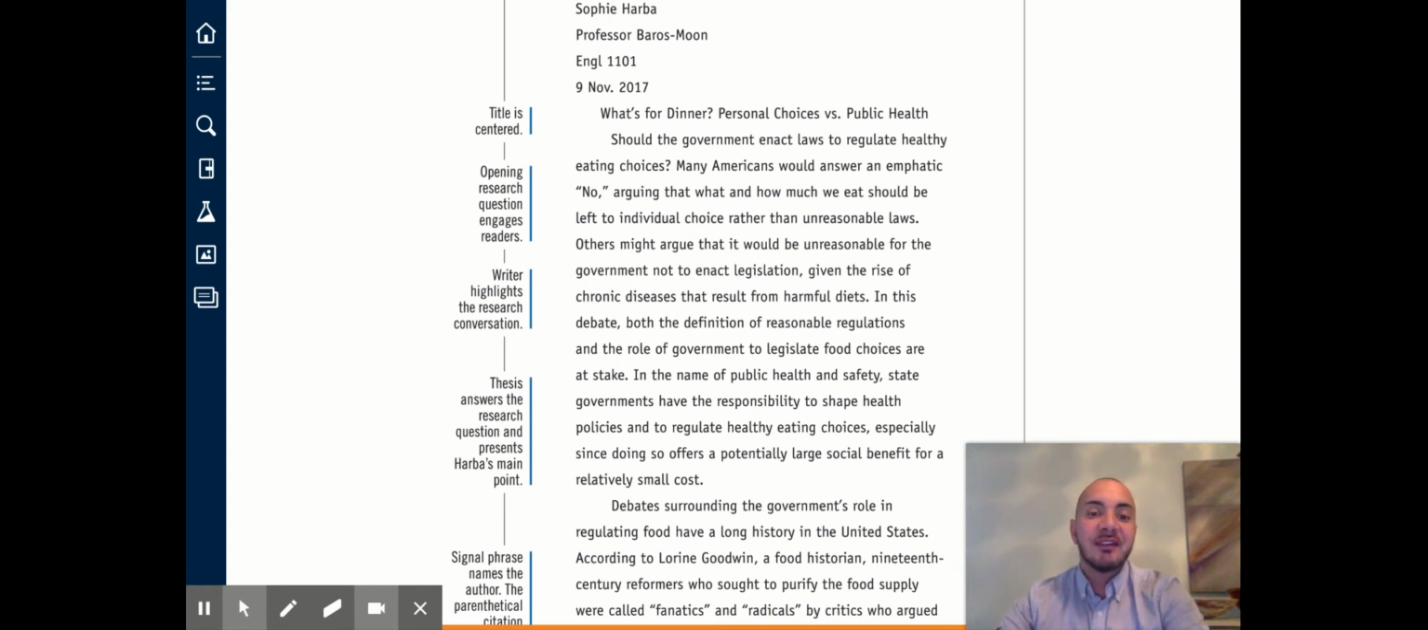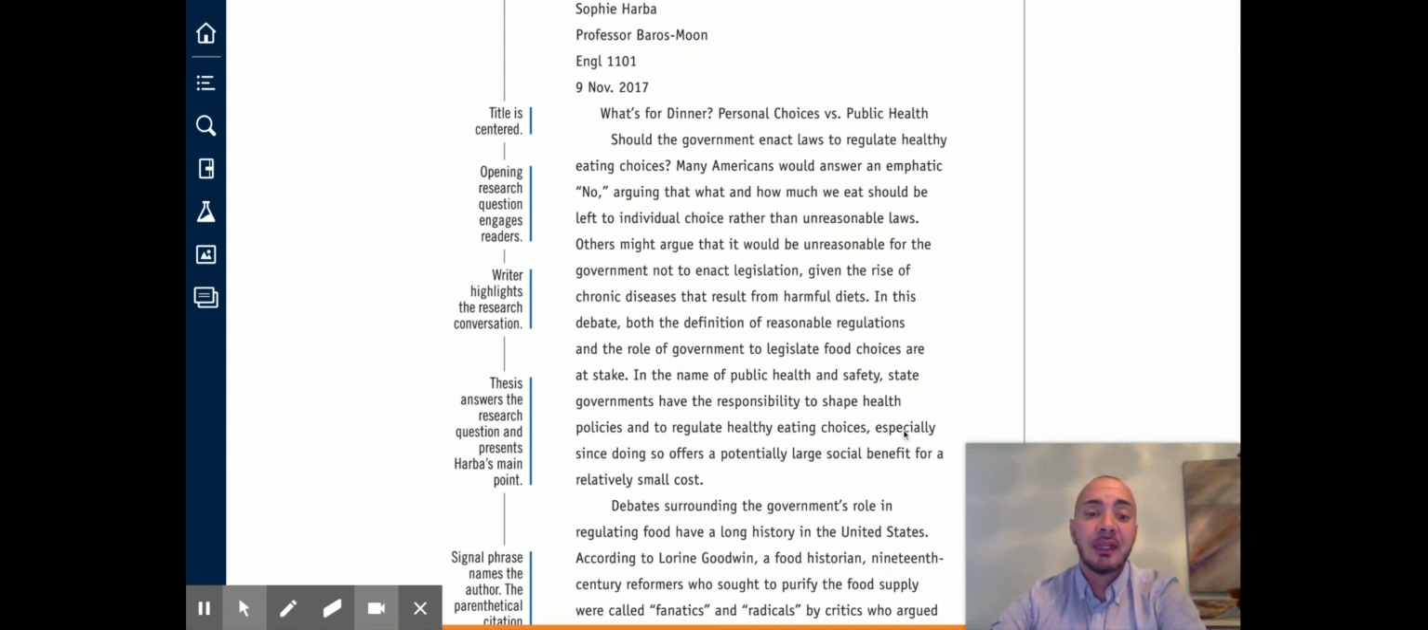In the name of public health and safety, state governments have a responsibility to shape health policies to regulate healthy eating choices, especially since doing so offers potentially large social benefit for a relatively small cost. Now, I think this thesis statement is effective for a number of reasons. One, we get a very clear position that the writer has taken. She has made it clear that she believes that the state must enact laws regarding food safety. The reasoning she gives us is that it's a public health and safety issue.